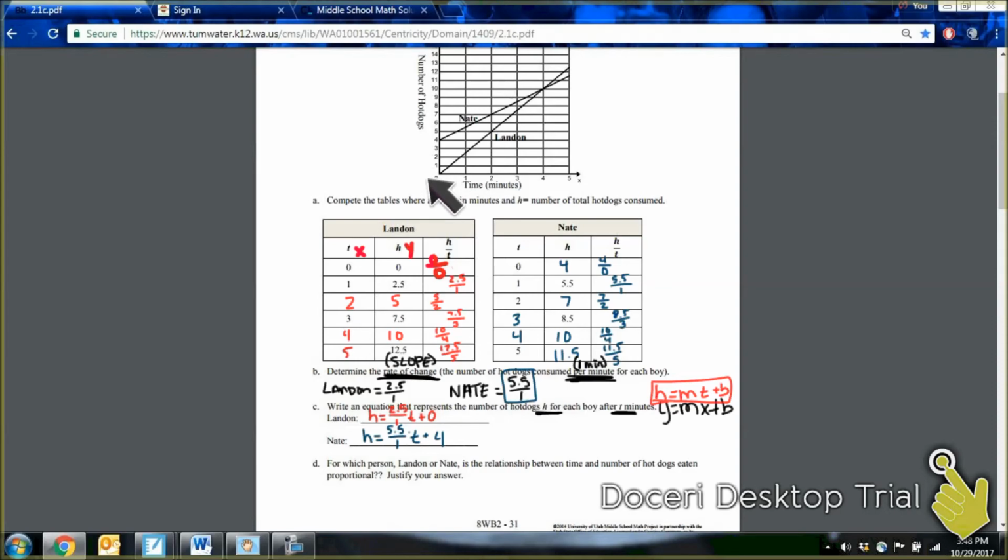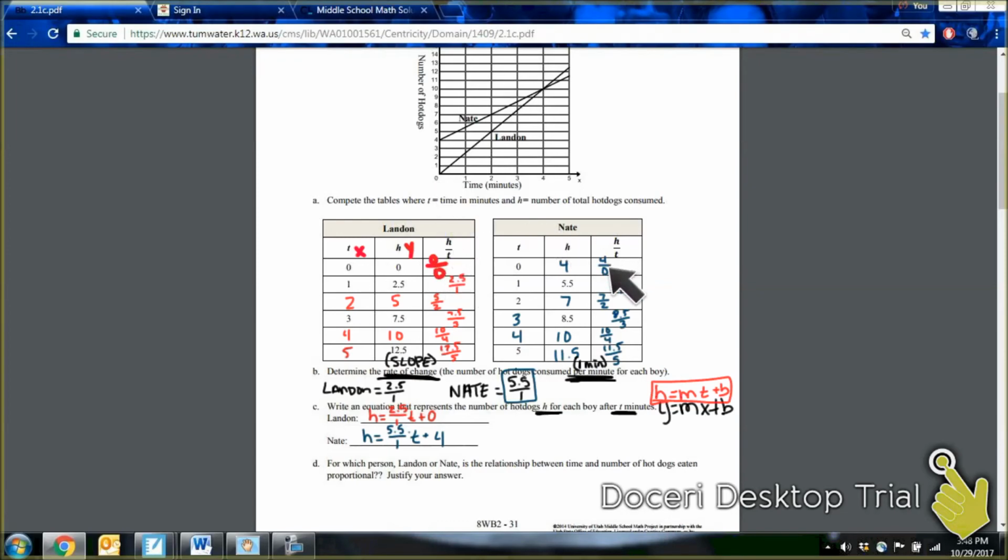off at 0, so Landon, see how Landon starts at 0 up here? That means we're proportional. That's one easy way to find it. So Landon would be considered proportional because his graph starts at 0. If we come up here to Nate, Nate's graph starts at 4. Remember his y-intercept was 4, not 0. That tells us that Nate's graph is not proportional. So if we think about this, 0 over 0, remember that was Landon's first point.